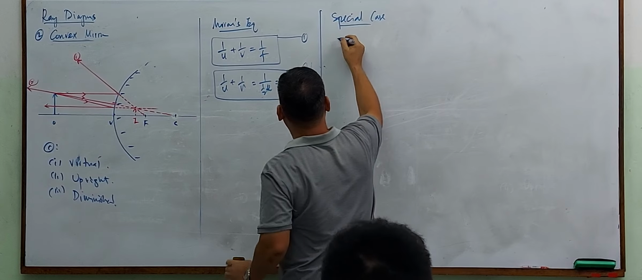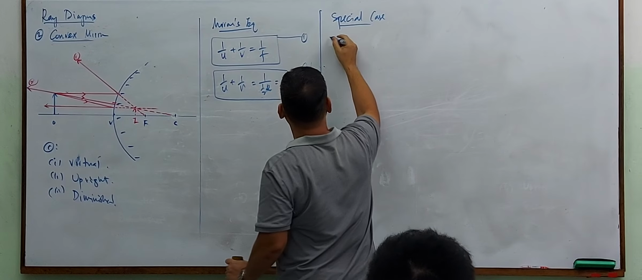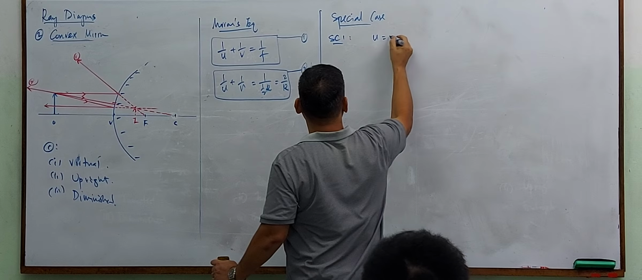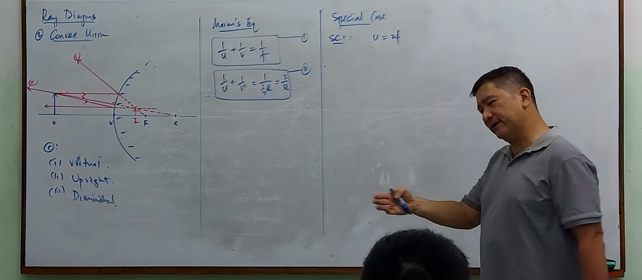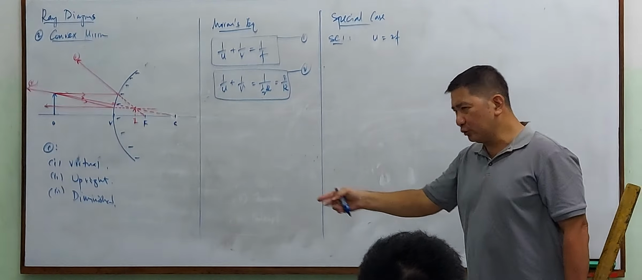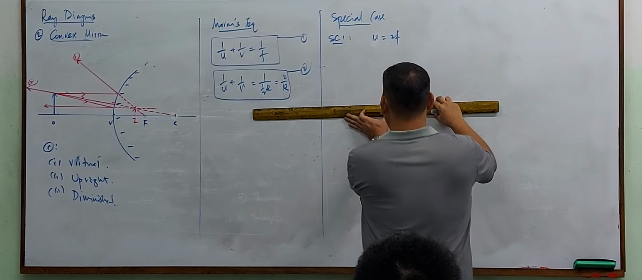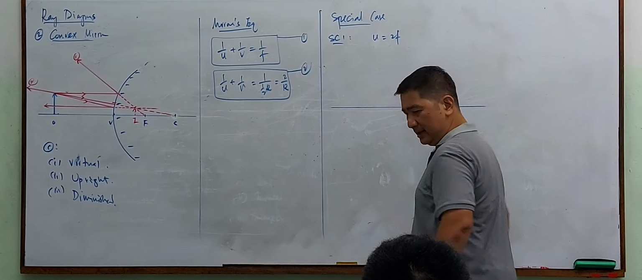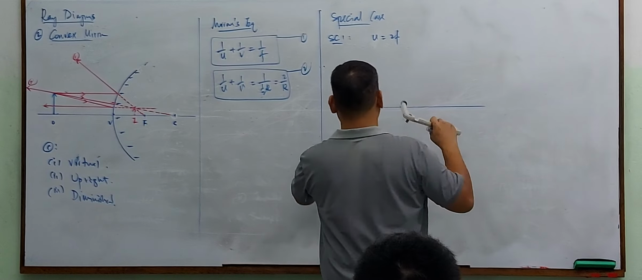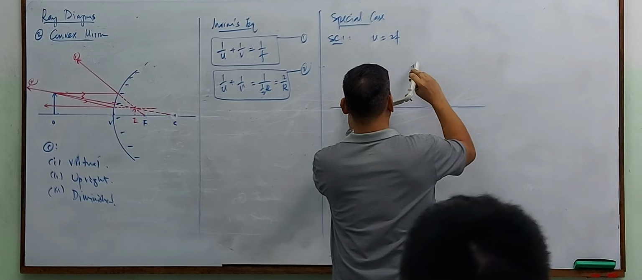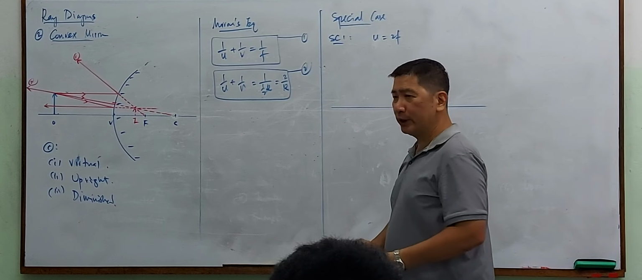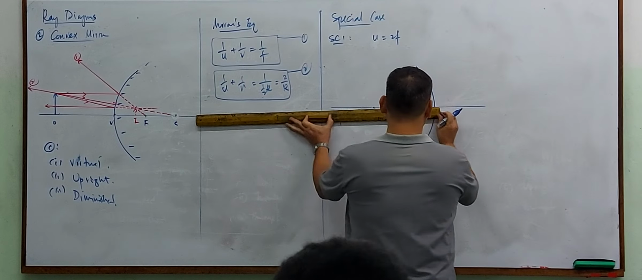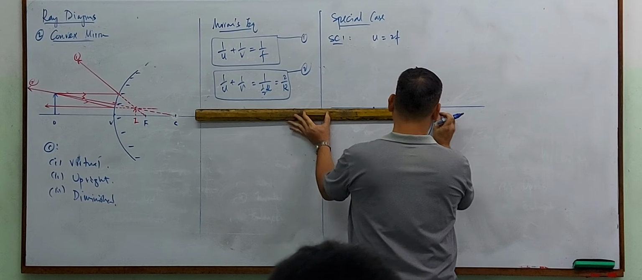Okay, special case. That one special case is special case 1. That one is when your U is equal to 2F. Just now we have further than 2F, and then between F and 2F, so somewhere in between is equal to 2F. This one is a special case number 1. The reason is your image is going to be at the same location as your object, if we draw it accurately. But we can adjust a little bit, so don't worry.